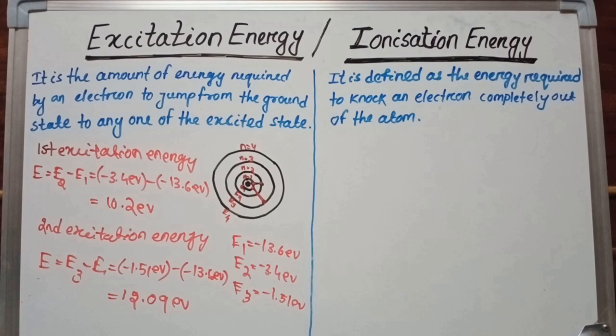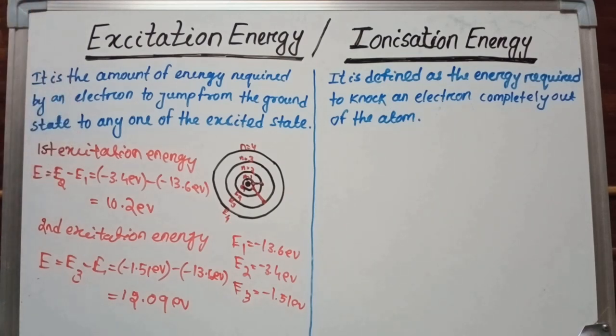Now we go to ionization energy. It is the amount of energy required by an electron so that it is completely knocked out, or completely removed, from the atom. Knocked out completely from the atom.